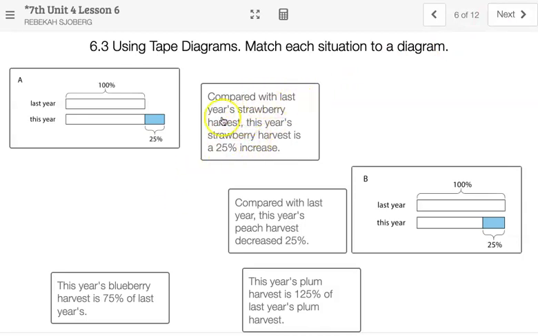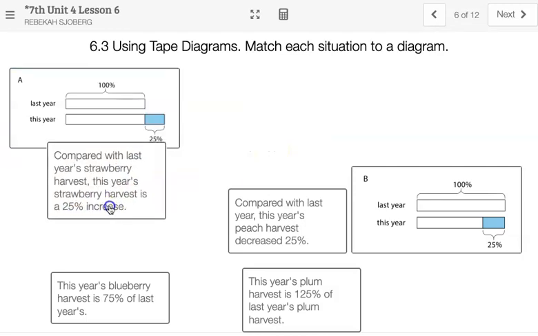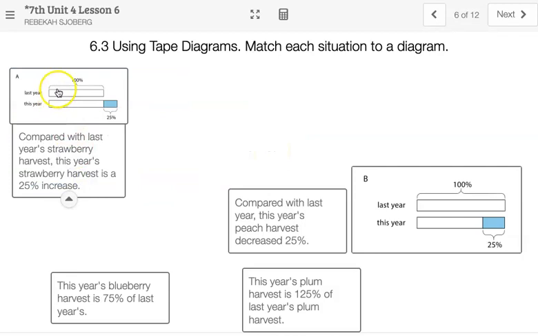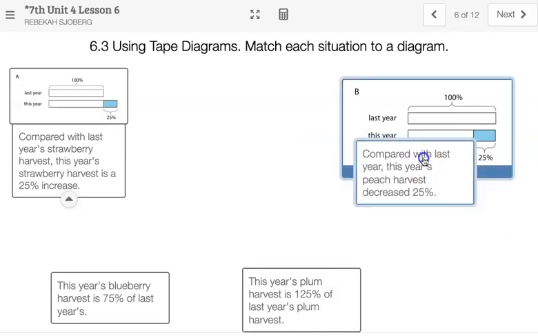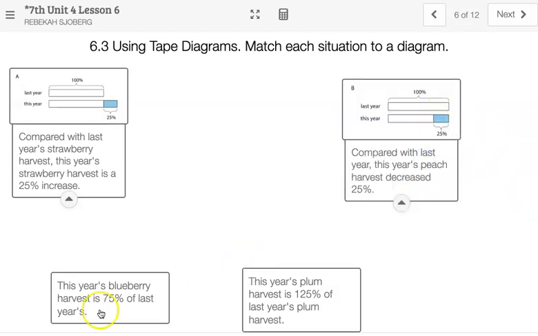So let's try this. Compared with last year's strawberry harvest, this year's strawberry harvest is a 25% increase. So this year should have more than the original. That looks like it goes with A. We started with 100%. Now we have 25% more. This one, compared with this year's peach harvest, decreased by 25%. We should get lower. This tape diagram shows we're getting less by 25%.